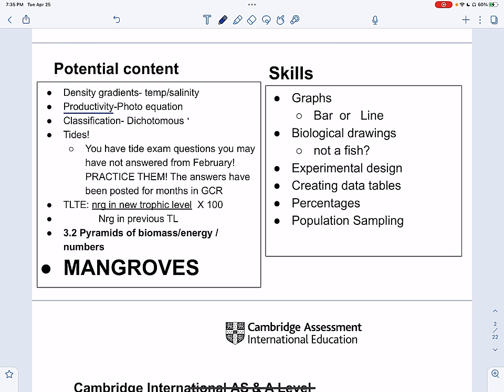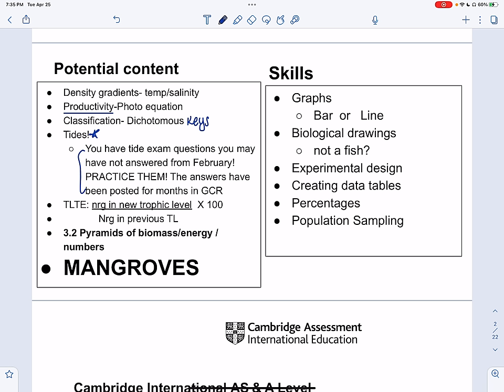Classification, dichotomous keys, tides. They haven't covered any tides yet. These are specifically for my students. The trophic level transfer efficiency formula. And you also haven't had to take a percentage yet off that paper one.